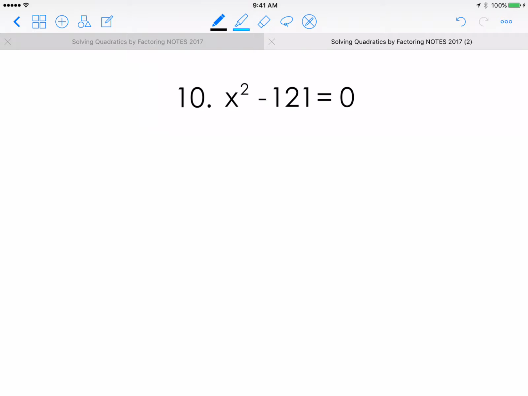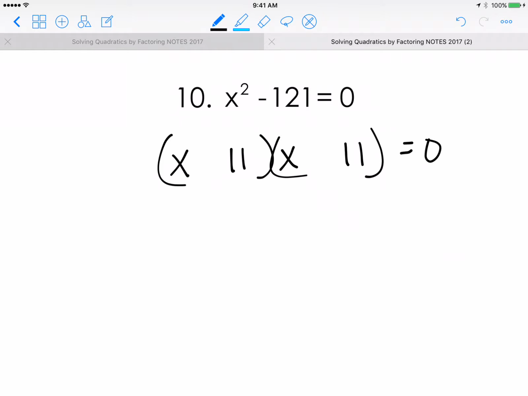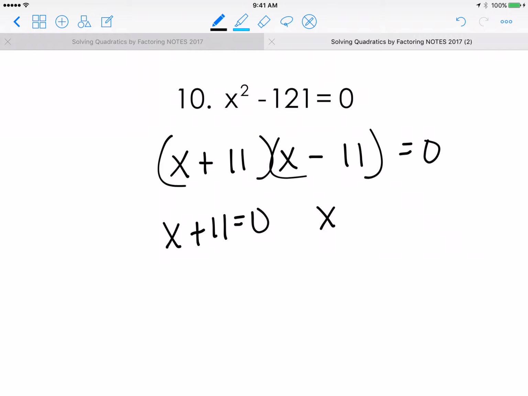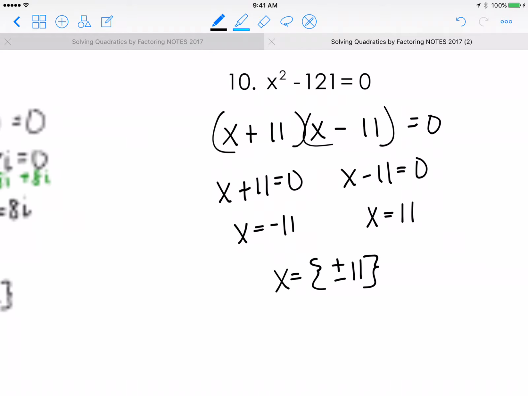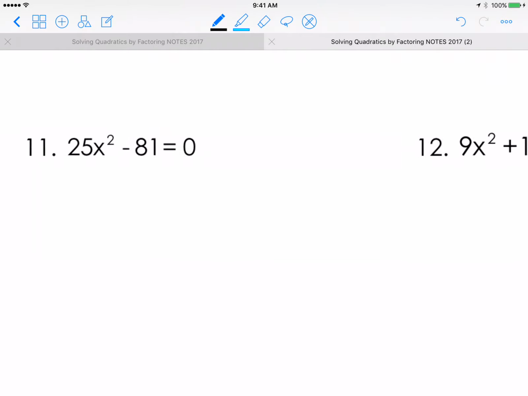No GCF, it's the difference, so it has to be dots. So x squared, what's the square root of x squared? X and x. What's the square root of 121? Hopefully you quickly can tell me 11. And they've got to be conjugates to get rid of that middle term. So you set them equal to 0. You get x is equal to negative 11 and x is equal to 11. So x is equal to plus or minus 11. And then we're done.